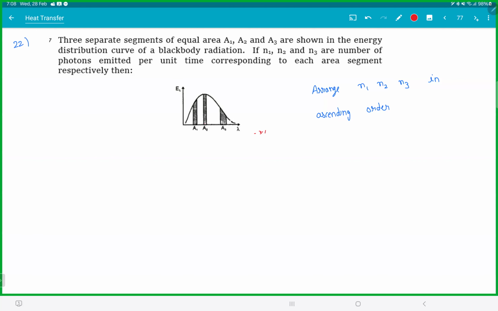What is the catch here? He said area is same. Means what? The energy emitted is same. So area, which is E lambda d lambda, you are measuring, let's say lambda 1 to lambda 2. This gives you energy emitted per second. But what is energy emitted per second? This is nothing but number of photons per second into energy of each photon. So area is number of photons per second times energy of photon, which is hc by lambda. So if you see, area is constant for all.